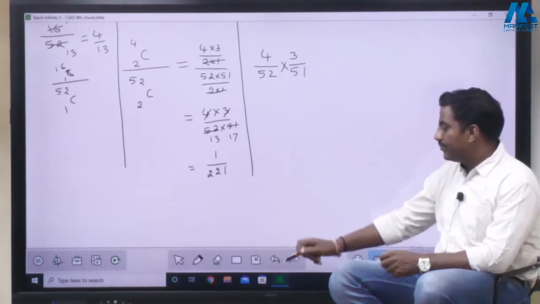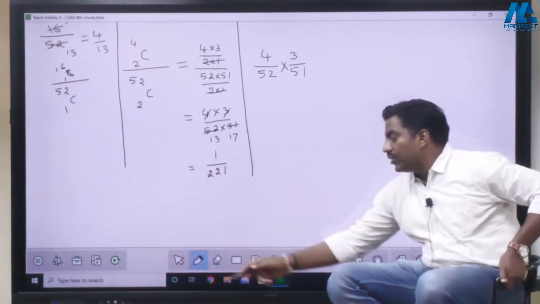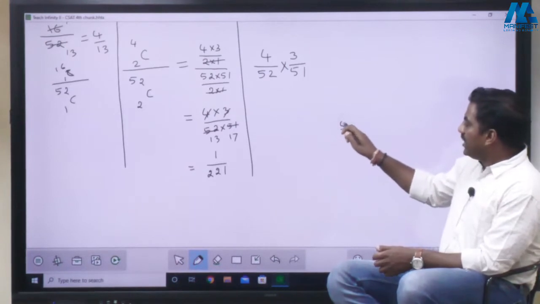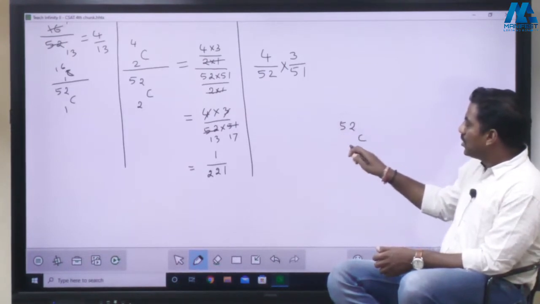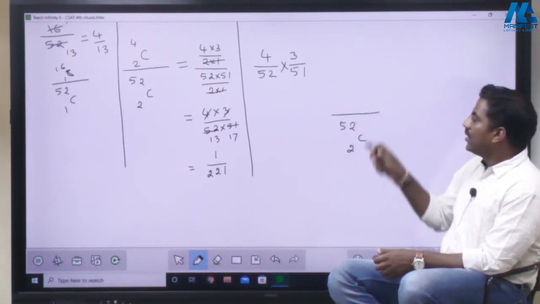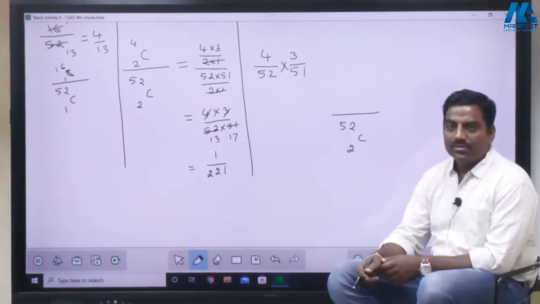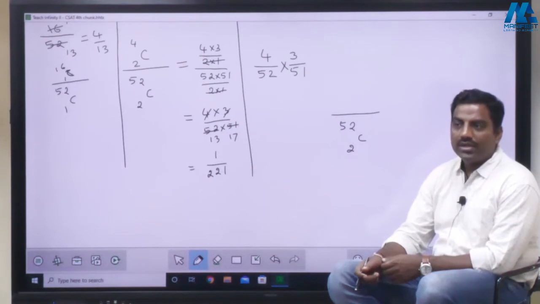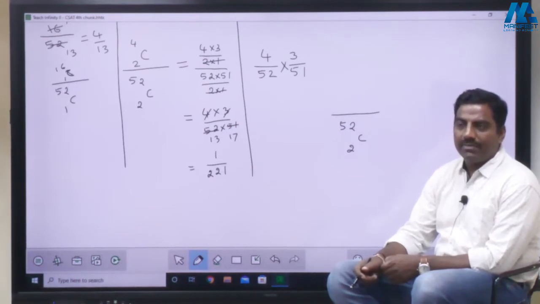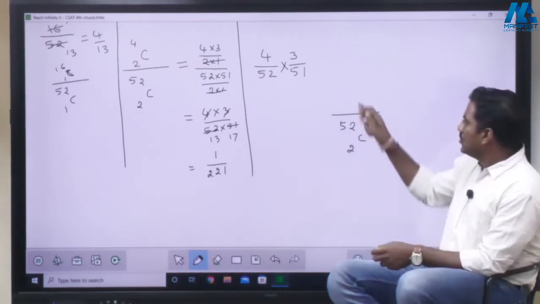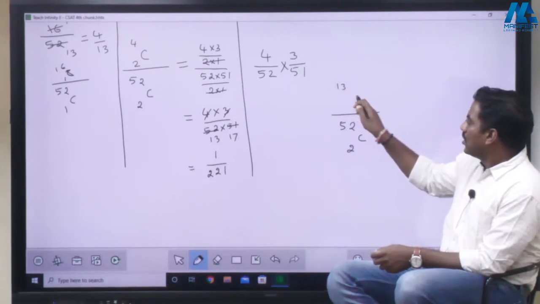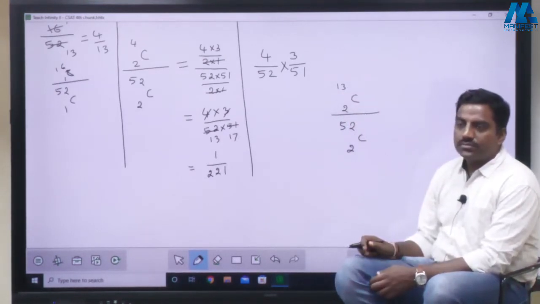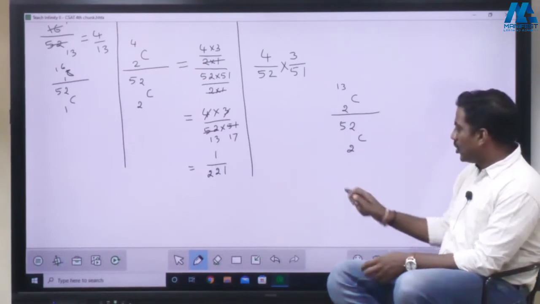How do you do that? Totally 52 cards. Out of that, again you are drawing 2. 52C2. And how many diamonds are available? 13 diamonds, yes or no? 13 diamonds, and out of them you are picking up 2. Correct? So how do you write it?